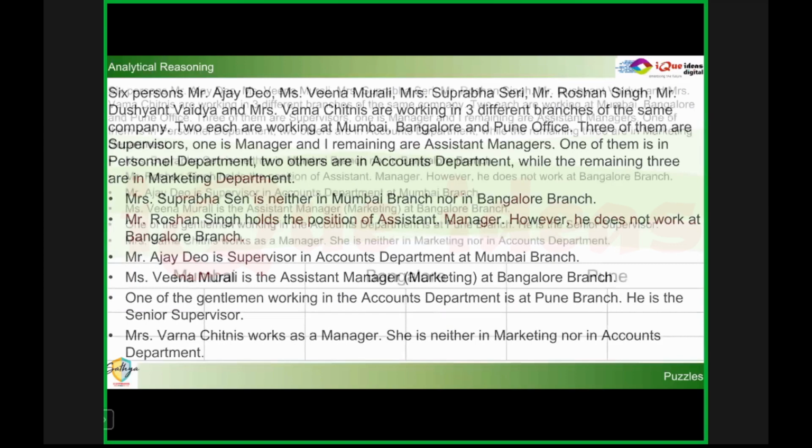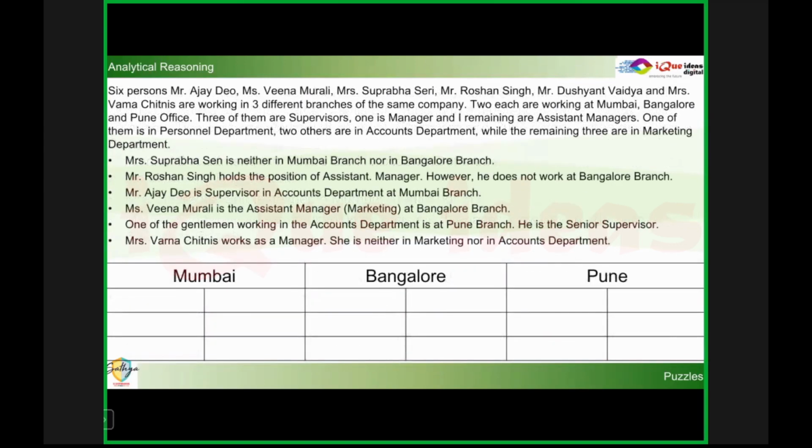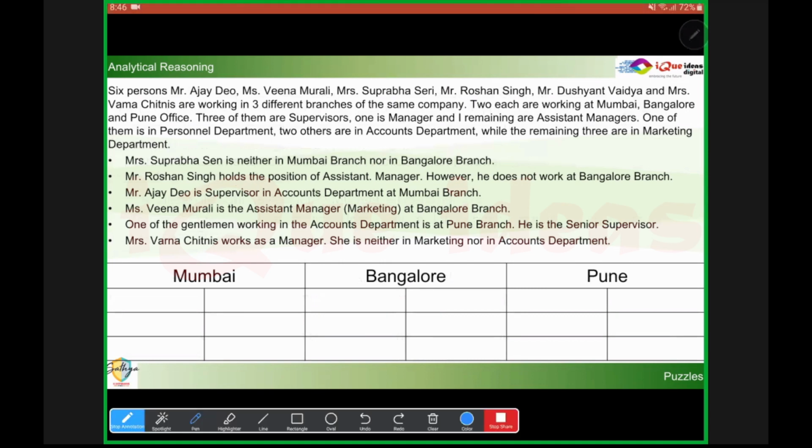Because we know that usually the place is fixed and people can be shifted around, first I'll make the three locations, Mumbai, Bangalore, Pune. And I know there are two people in each of them. So I make two divisions under each city. So Mumbai, Bangalore, Pune, I made the three cities. And there are two positions in each of them. Now I can start with the clues.